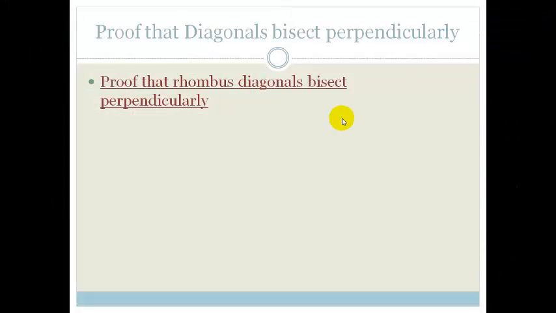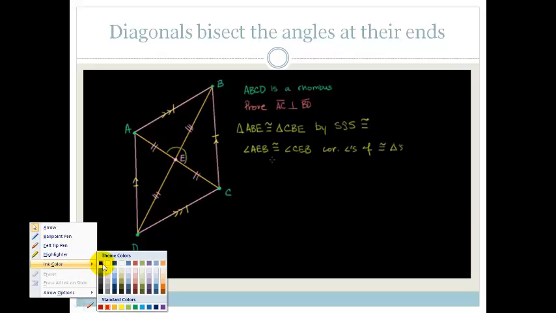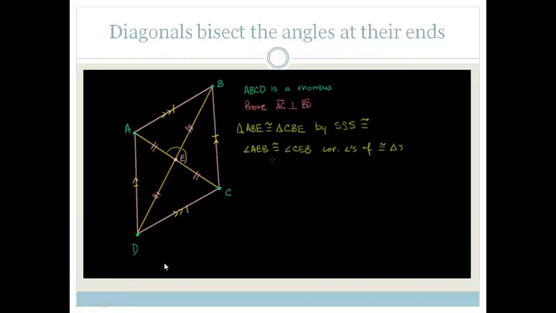Right, so now that we've proved that the rhombus diagonals bisect each other, let's use his proof to prove that the diagonals bisect the angles at the ends. So what I'm going to do is choose a color. There we go. So he just proved that this triangle over here is congruent to this triangle over here.